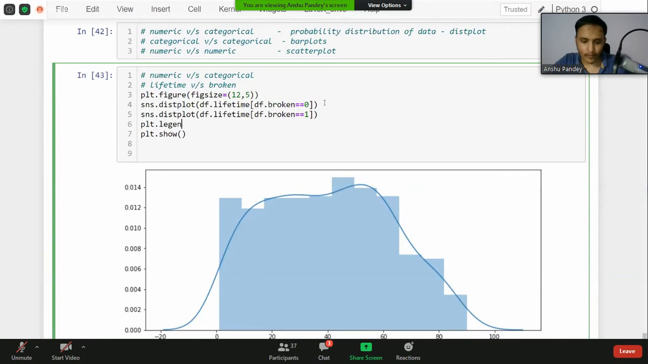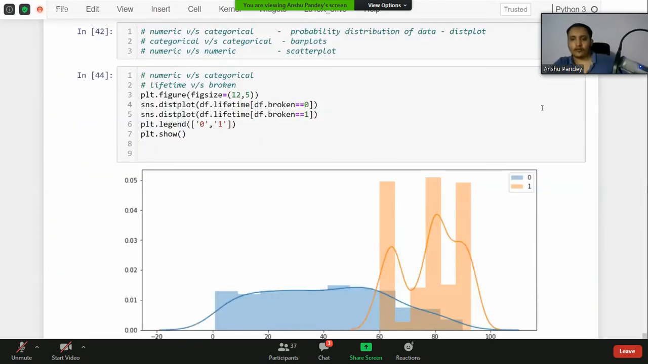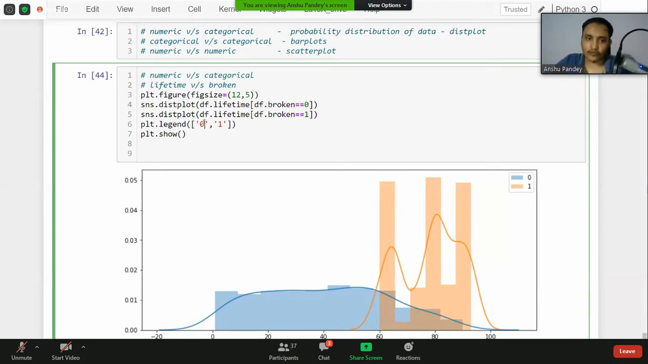and add a legend, so that we can see what values the graph represents, right? So we have now two distribution plots, everyone. The red distribution and the blue distribution, right? The red and blue, you can call it orange and blue. As you can see, blue is representing 0, right? So broken 0 simply represents not broken.